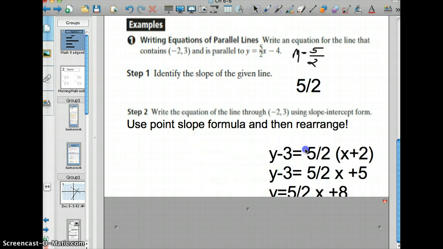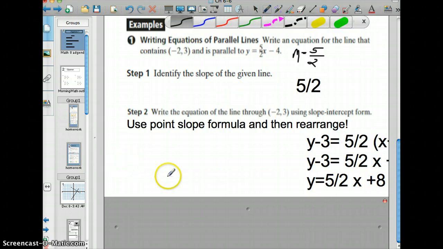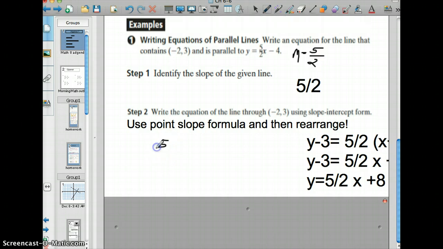Let's move this out of the way. Okay, we could, if we wanted to, remember we've got this point, -2, 3. We have the slope of 5/2, right? And our x is going to be -2 plus b equals, and what's our y? 3. Notice I have y equals mx plus b form here, mx plus b.